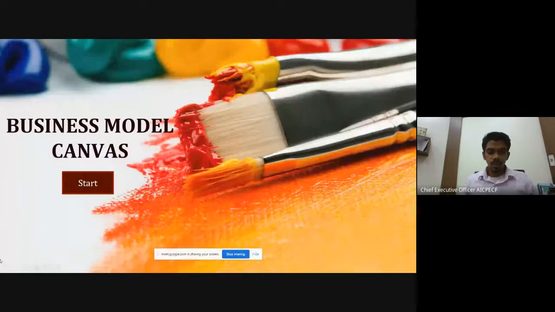Business model canvas, as we know, what is a canvas? It is something an artist uses, where he can paint whatever he thinks of. The creativity in his mind just gets delivered onto the canvas. That is the basic term, and that is where the concept of the business model canvas comes into the picture.